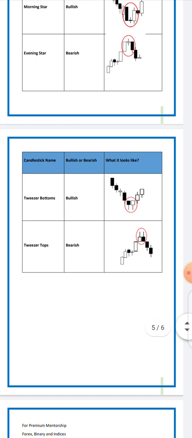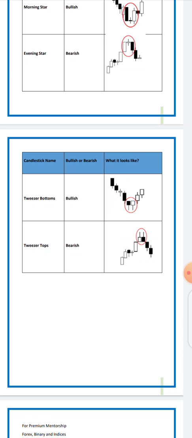The opposite is tweezer tops. Actually, they are bearish. They are just the opposite of tweezer bottoms. So anytime you find them at the top, at the end of an uptrend, just like the way they are, the same body, the same upper wicks, now there is going to be a reversal downward.